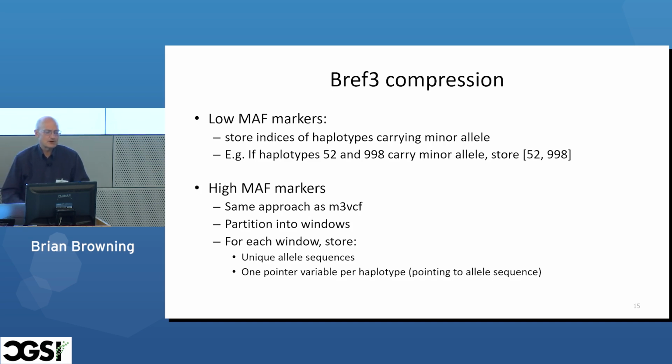I'll just mention BREF3 compression. It's the same as M3VCF, but it peels off the low-frequency markers, and it just stores the haplotype indices that carry the minor allele. And this is also a lossless form of compression. So if just 2 haplotypes carry a minor allele at a marker, 52 and 998, you just store those numbers, and if you want to, given a haplotype like 75, see whether 75 carries the minor allele, you just look at your list. If 75 is in the list, in this case it's not, it must store the major allele. But if 75 was in our list, you know it stores the minor allele, so it's lossless. And then once you compress the low frequency markers that way, the high frequencies are handled the same way as M3VCF.